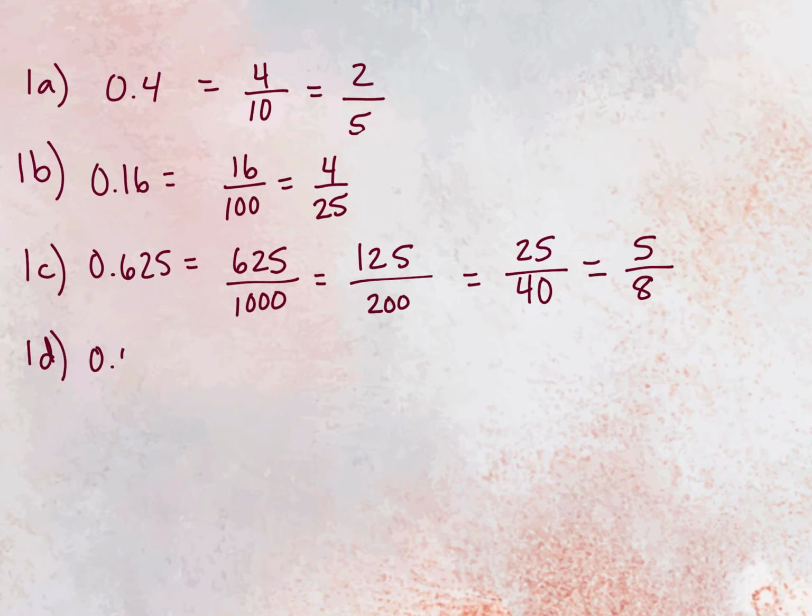This one we have 0.08. That is 8 hundredths, because the 8 is in the hundredths place. We can divide by 4, and 100 divided by 4 is 25. And 1E.